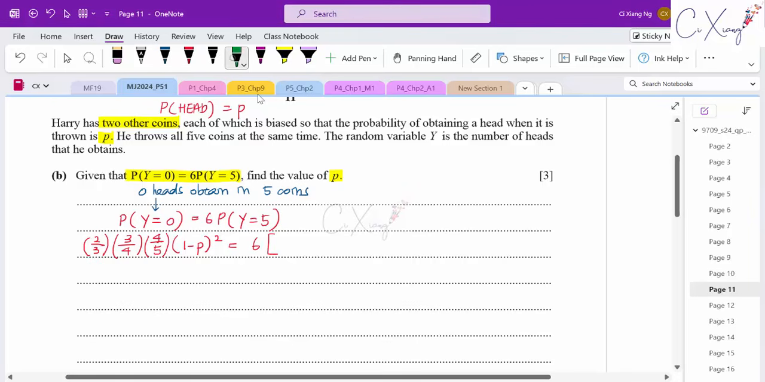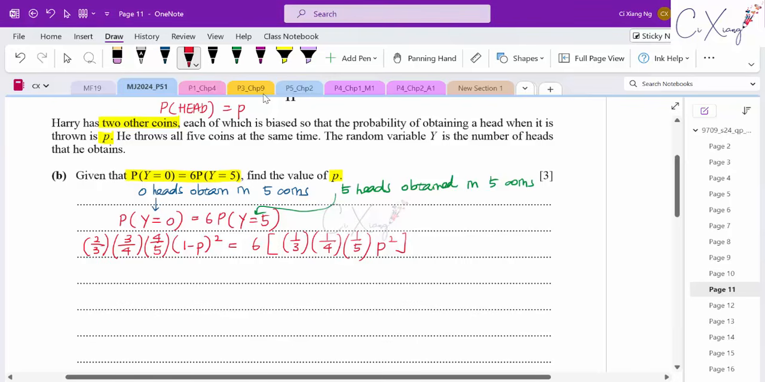Y equals to 5. What's the meaning of this Y equals to 5? That means 5 heads are obtained in 5 coins. So that means all the coins that you throw, you get all heads. Okay, then again, the same thing happens. First coin, to get a head is 1 over 3. Second coin, to get the head is 1 over 4. Third coin is 1 over 5. Then for the new 2 coins here, it will be P times P, which is P squared.